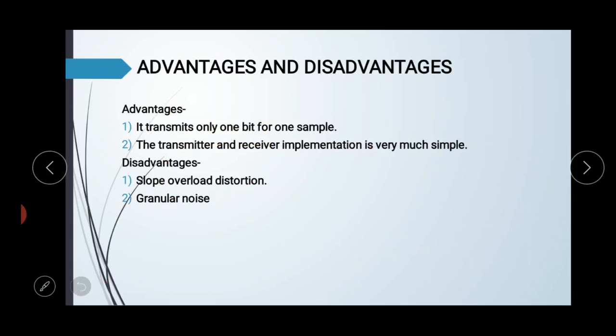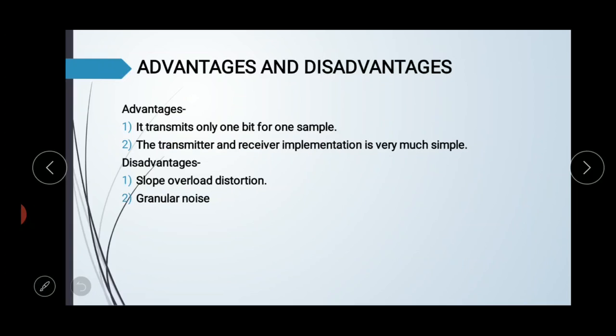Next is the advantages and disadvantages. First is the advantages. It transmits only one bit for one sample. So since delta modulation transmits only one bit for one sample, therefore the signaling rate and transmission channel bandwidth is quite small for delta modulation compared to pulse code modulation. The transmitter and receiver implementation is very much simpler for delta modulation.